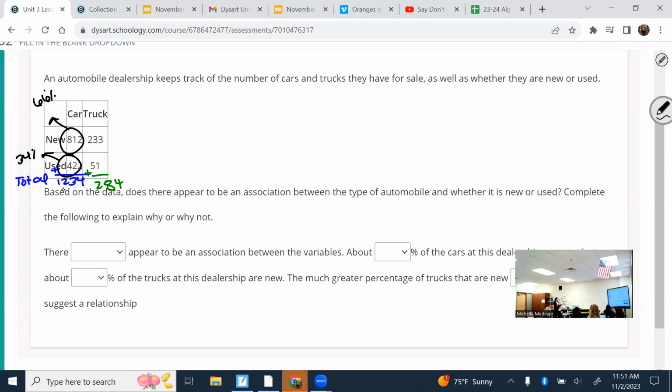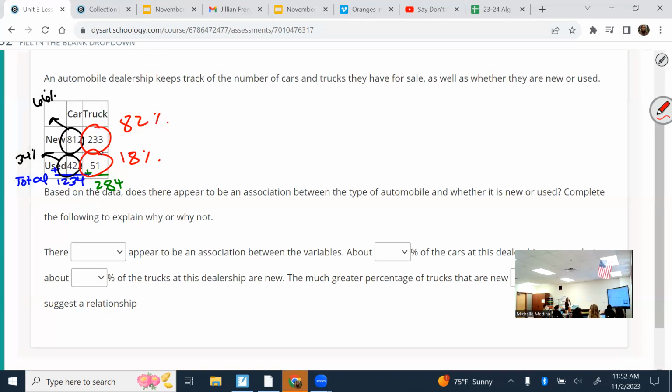Now compare that to the trucks. In the trucks, there's only 284 total. So out of the 284, 233 are new. Divide that, you get a decimal, times it by 100 to get the percent. That's about 82% of the trucks on the lot that are new. And then what remains would be 18%. I'm going to do 51 divided by 284, which is how you normally do that. I know 82% of them are new, so what remains, 18%, must be used.